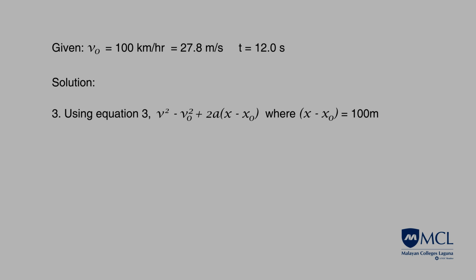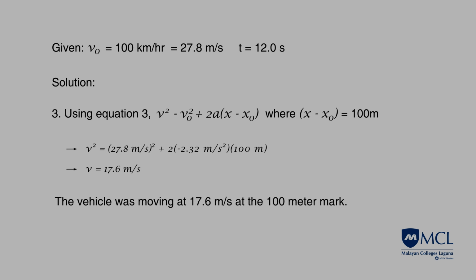Using equation 3, velocity squared equals initial velocity squared plus 2 times acceleration times displacement, where displacement equals final position x minus initial position x. Plugging in the values, we have velocity squared equals 27.8 meters per second squared plus 2 times negative 2.32 meters per second squared multiplied by 100 meters. The vehicle was moving at 17.6 meters per second at the 100 meter mark.